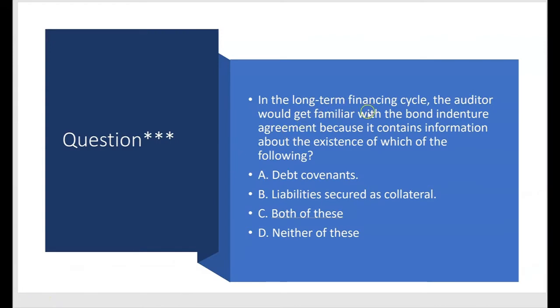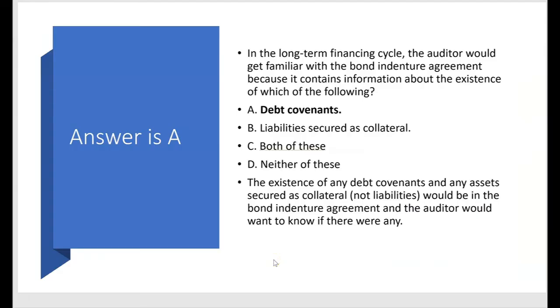All right, how about this? In the long-term financing cycle, the auditor would get familiar with the bond indenture agreement because it contains information about the existence of which of the following? A, debt covenants, sure. B, liabilities secured as collateral. Well, be careful. A is correct. The existence of any debt covenants would be included in the bond indenture agreement. But assets secured as collateral, not liabilities secured as collateral, would be included in the bond indenture agreement. And the auditor would want to know if there were any assets secured as collateral. Got to be careful not to read the question too fast. So the answer is A.